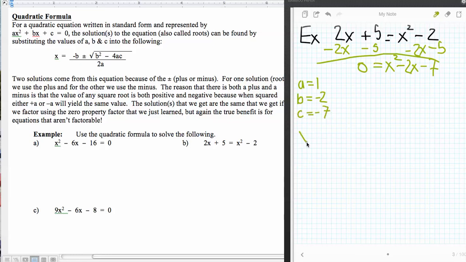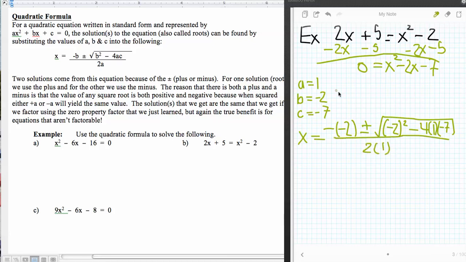So now I'm going to form the solutions, the x's, by saying the opposite of whatever b is, the opposite of the negative 2, plus or minus the square root of whatever my b is, negative 2 squared, minus 4 times whatever my a is, that's 1, times whatever my c is, that's negative 7. And this is all over 2 times whatever my a is.